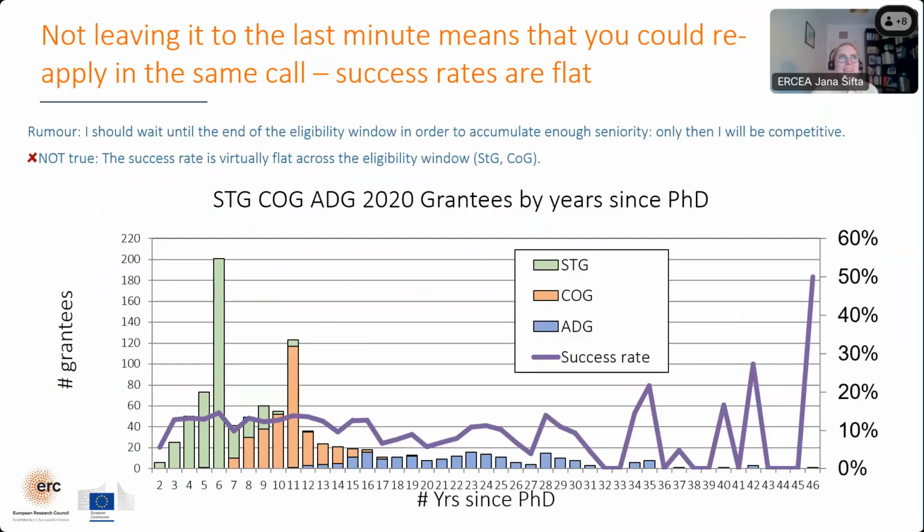And then there is one last rumor that I wanted to mention, that this is absolutely not true. You should not wait for the last minute. You should not wait until you accumulate enough seniority and then you will be competitive. No, it is not true, because the success rate is virtually flat across the eligibility windows, especially for Starting and Consolidator grants. And what is also important, do not forget that there are resubmission restrictions. So if you get a B, you cannot apply for 1 year.